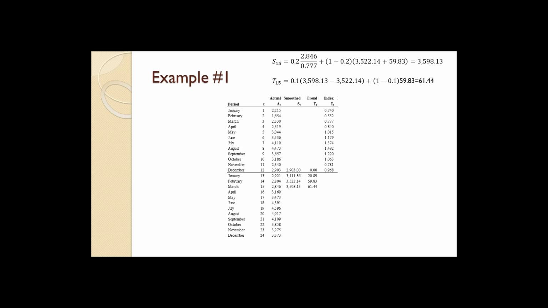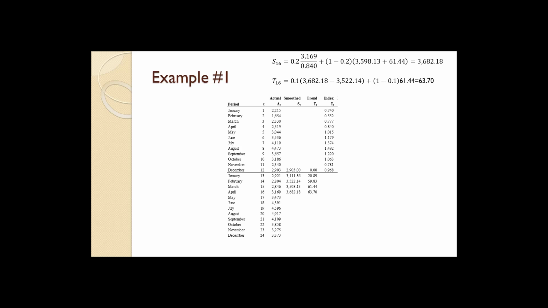For March, S sub t equals 0.2 times 2,846 divided by 0.777 plus 1 minus 0.2 times 3,522.14 plus 59.83 equals 3,598.13. And for T sub t, 0.1 times 3,598.13 minus 3,522.14 plus 1 minus 0.1 times 59.83 equals 61.44.